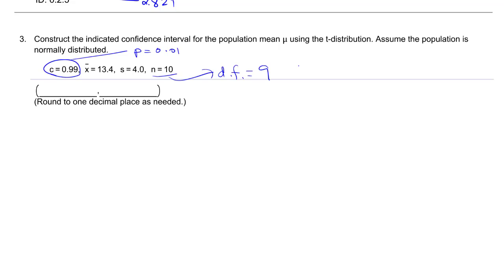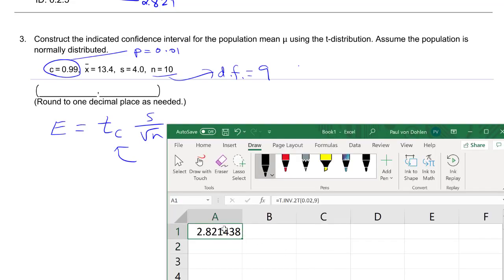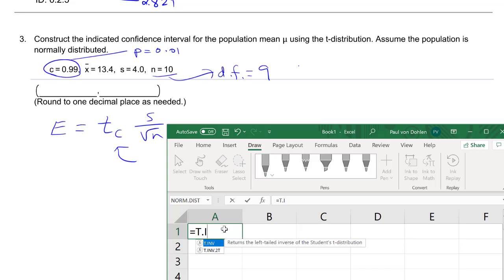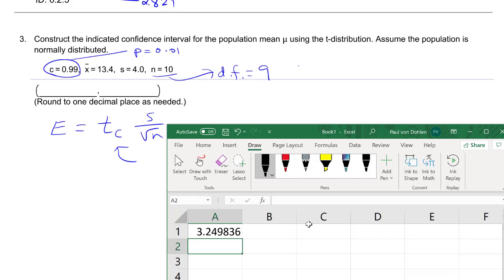Okay, so again, I'm going to go ahead and put my formula for my margin of error, tc times s over the square root of n. I'm going to have to go get that critical t-value. So let's see. We have equals t inverse two-tail. So 0.01 probability and degrees of freedom 9. And so we get 3.250.